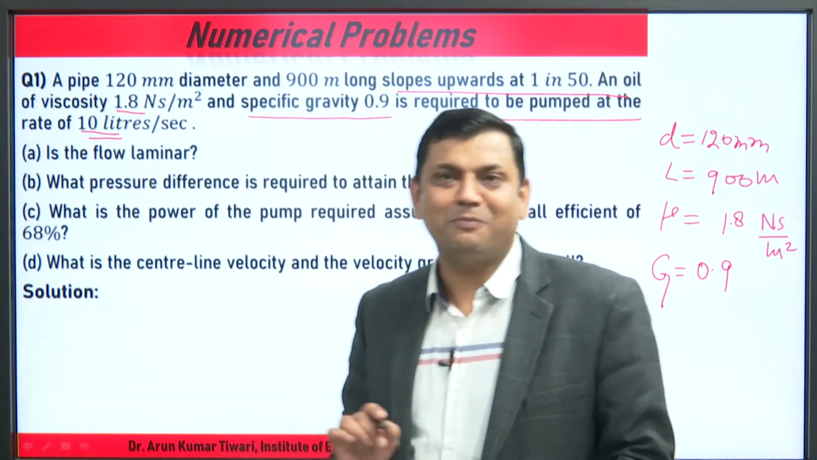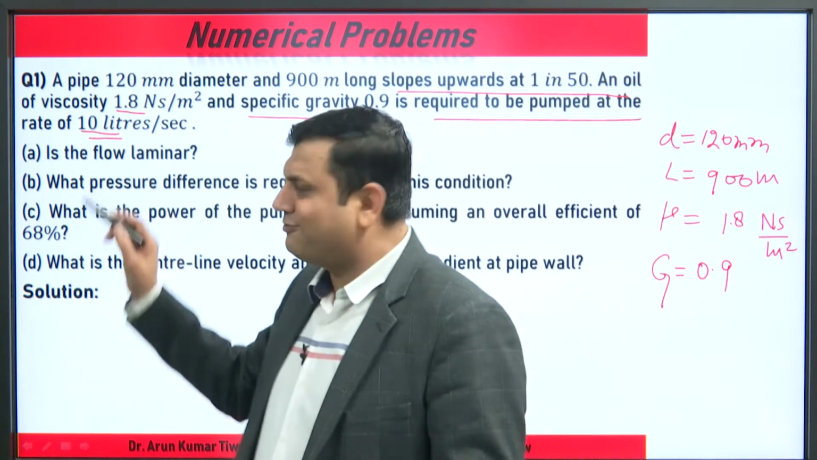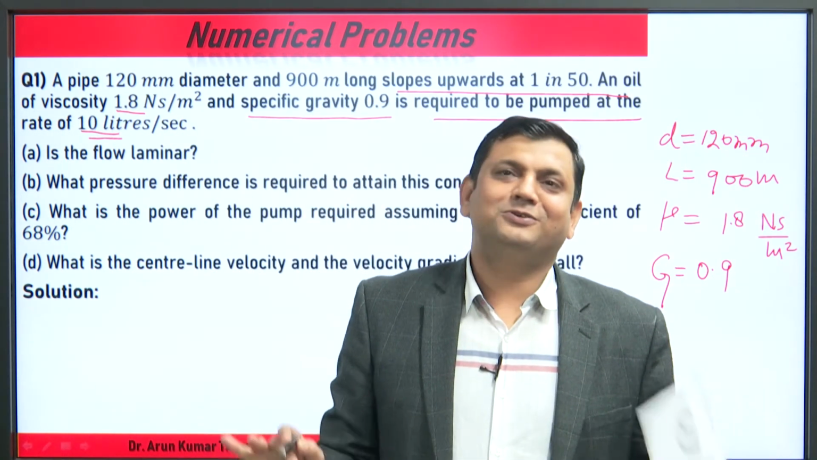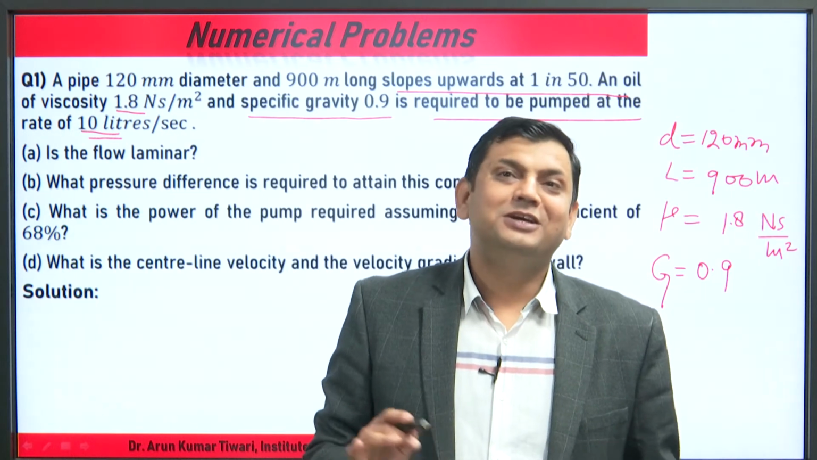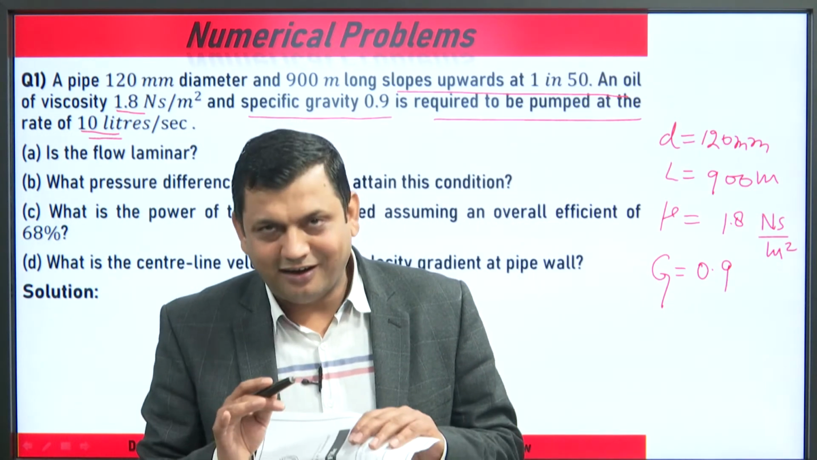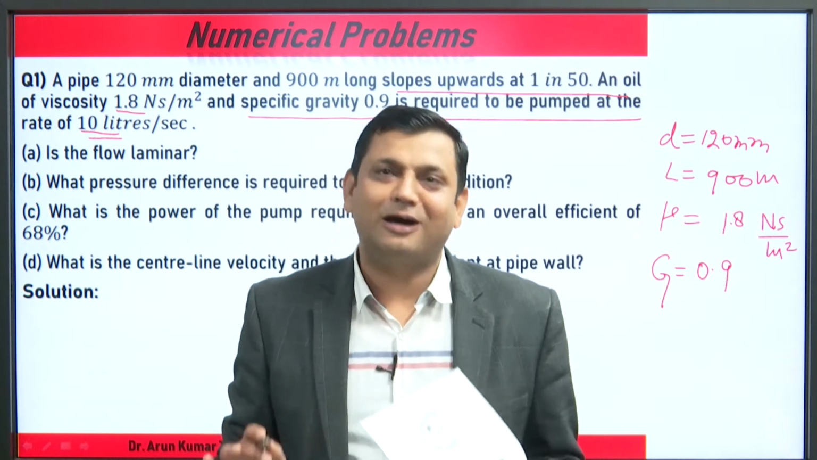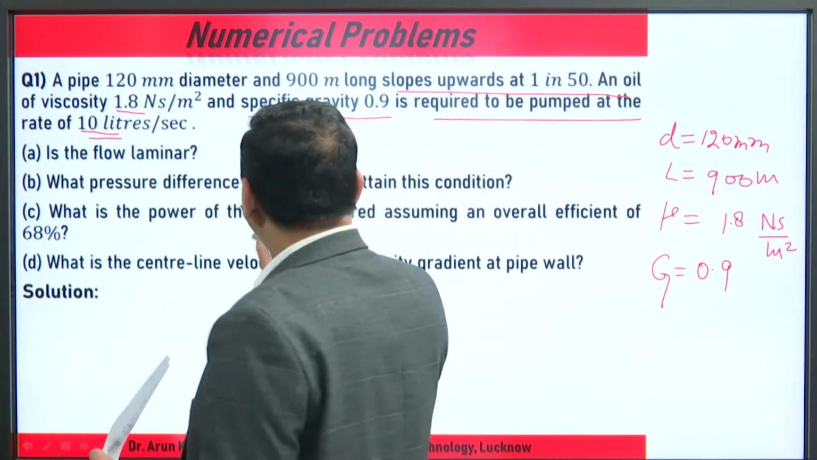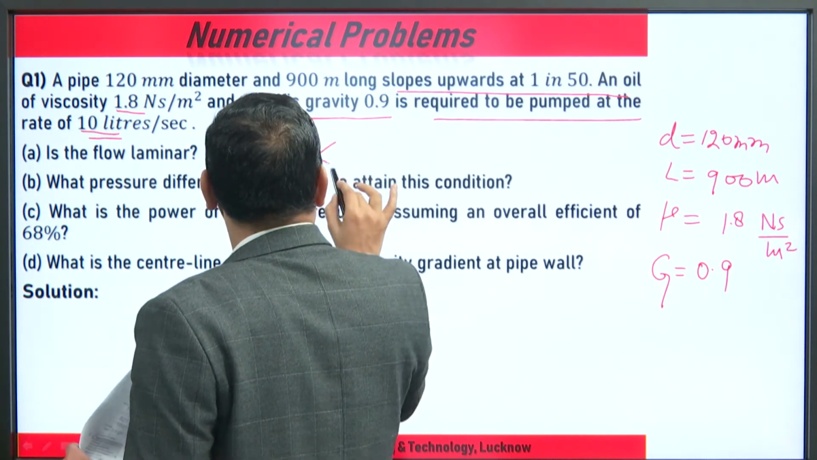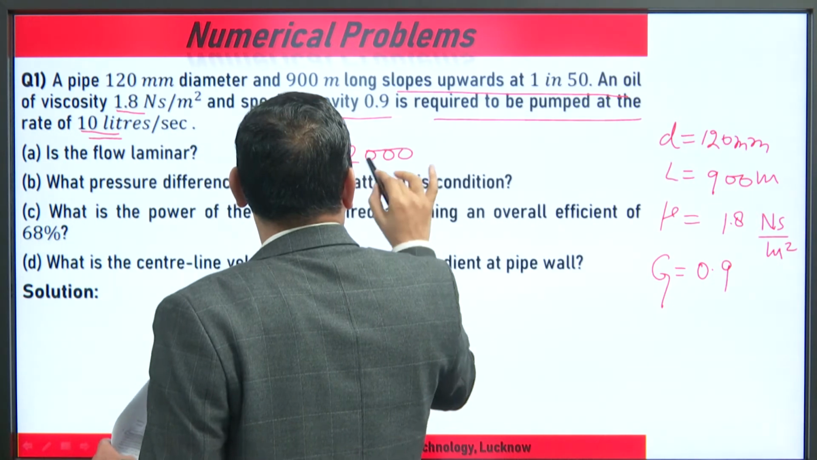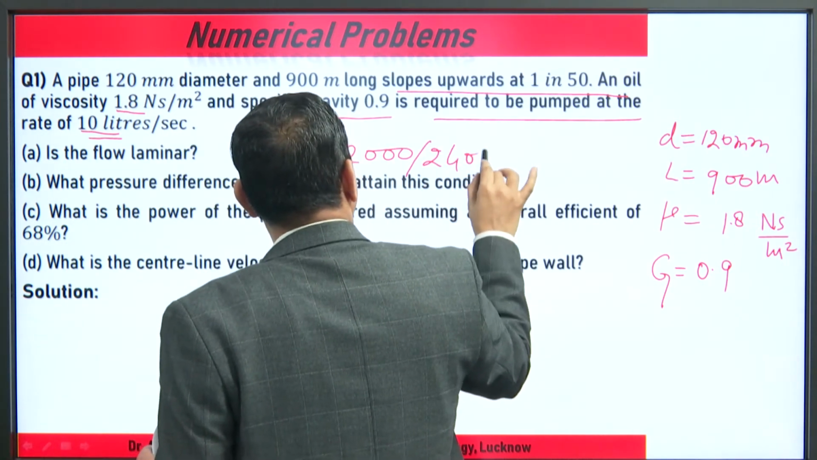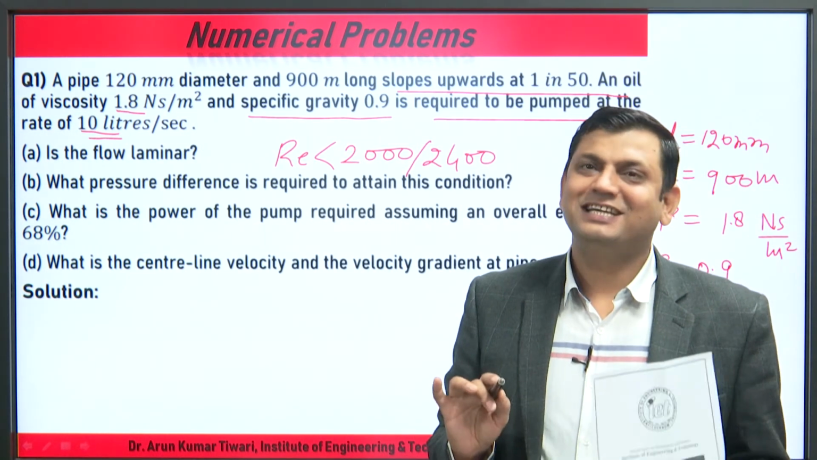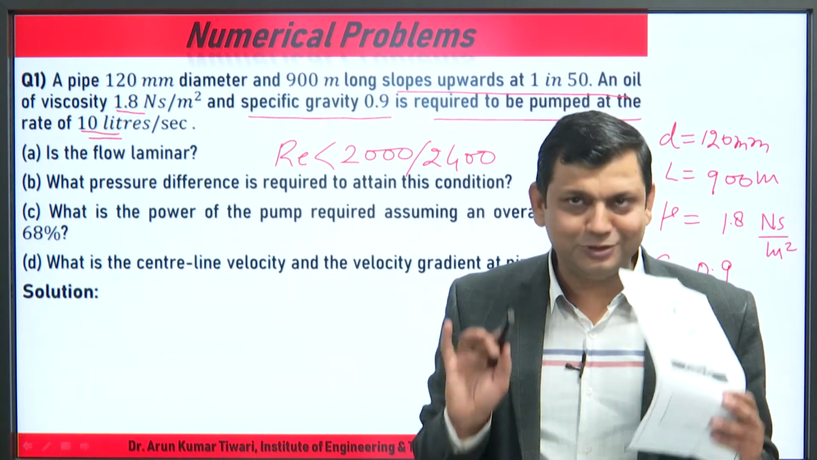What is the problem? The problem is whether the flow is laminar. What is the difference between laminar and turbulent? On the basis of Reynolds number, we categorize the flow as laminar or turbulent. If fluid flows in a pipe, what is the condition? If Reynolds number is less than 2000, or 2400, the flow is laminar, otherwise it is transition or turbulent. This is the first condition.